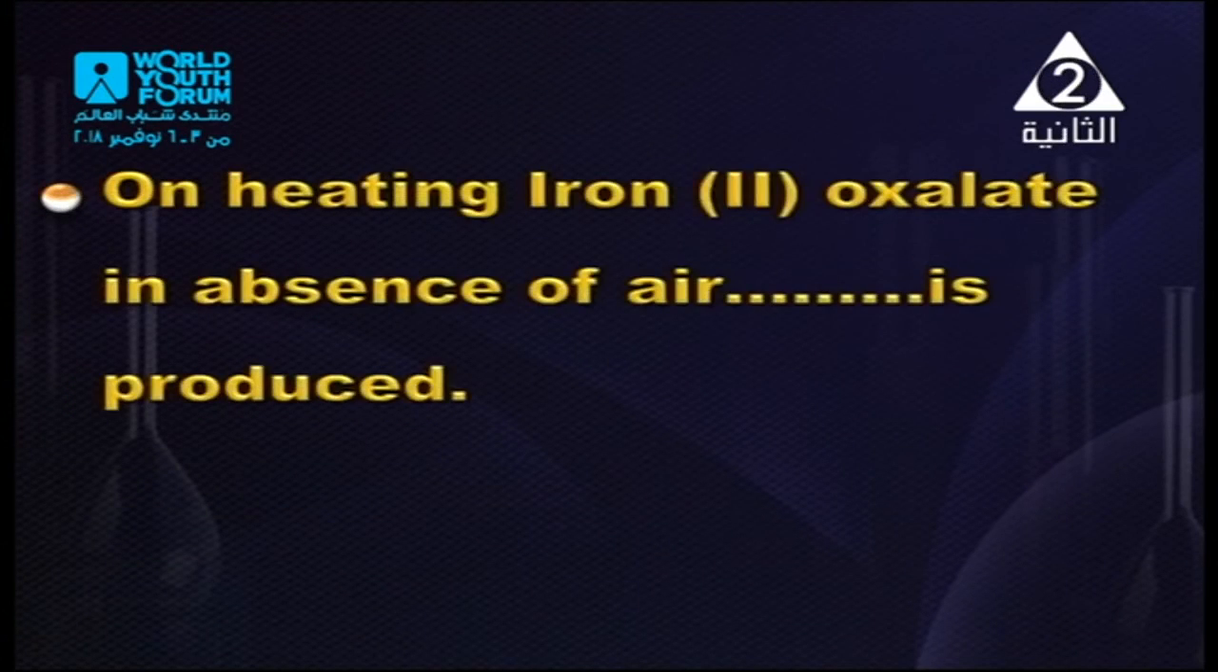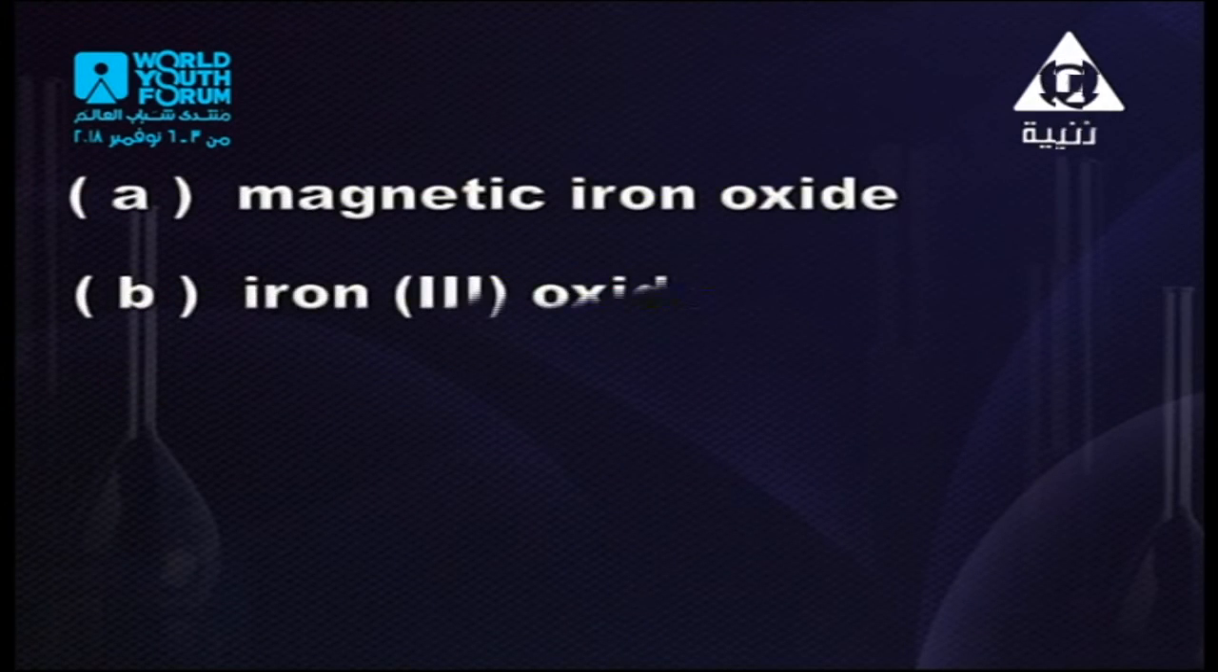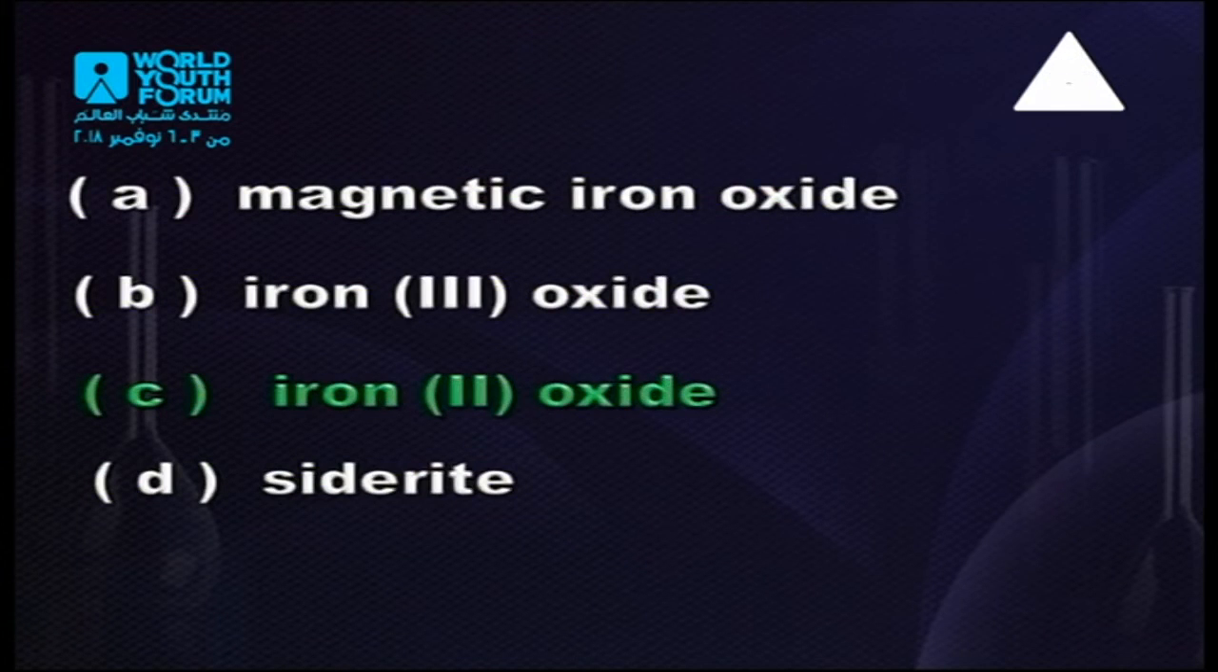Next point, when heating iron 2 oxalate in the absence of air, what is produced? Is it iron oxide, iron 3 oxide, iron 2 oxide? If you think about it, my dear student, you will find the answer, it will be iron 2 oxide. My dear student, remember that heating iron 2 oxalate in the presence of air doesn't form iron 2 oxide. It forms iron 3 oxide. But in the absence of air, it gives iron 2 oxide.